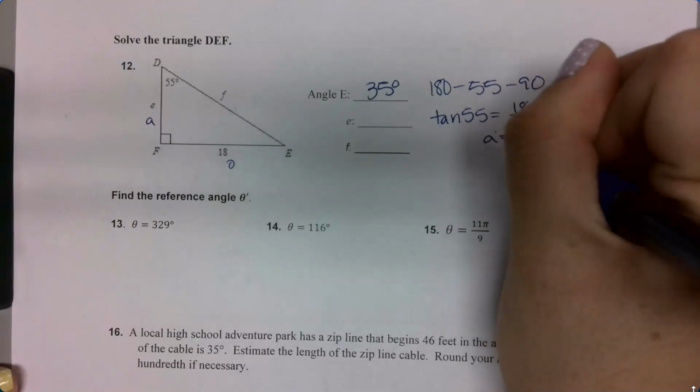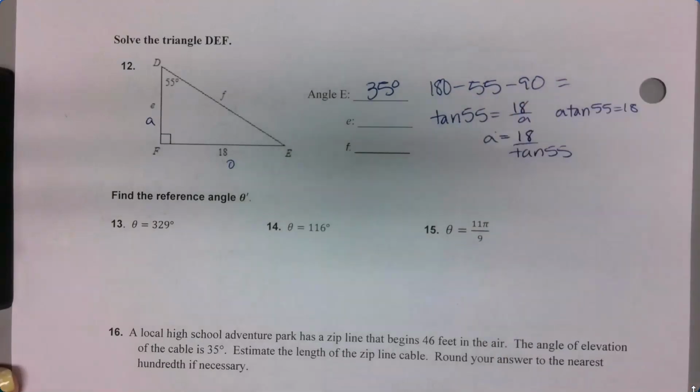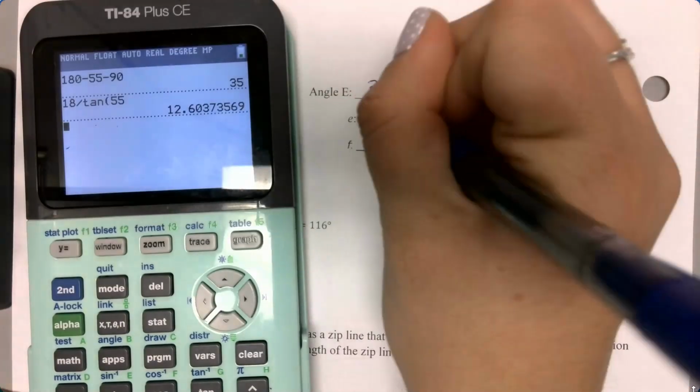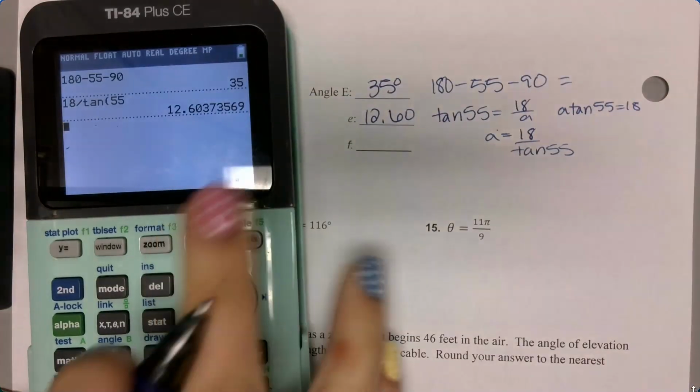Equals 18 over tangent 55. Again, make sure your calculator's in degrees if you haven't already, but it should be from that earlier problem. So this gets me 12.60.